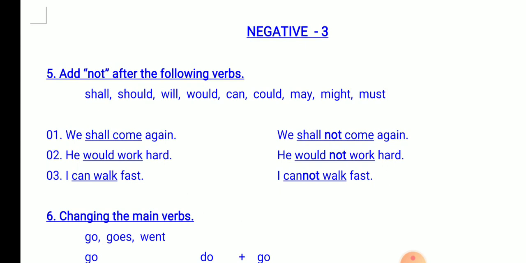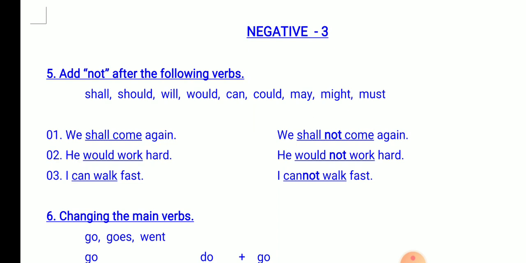There are 9 verbs: shall, should, will, would, can, could, may, might, and must. These are followed by the present tense verb. It is very easy to change these verbs into negative. As you did in the 3rd and 4th parts, you have to add not after these 9 verbs.